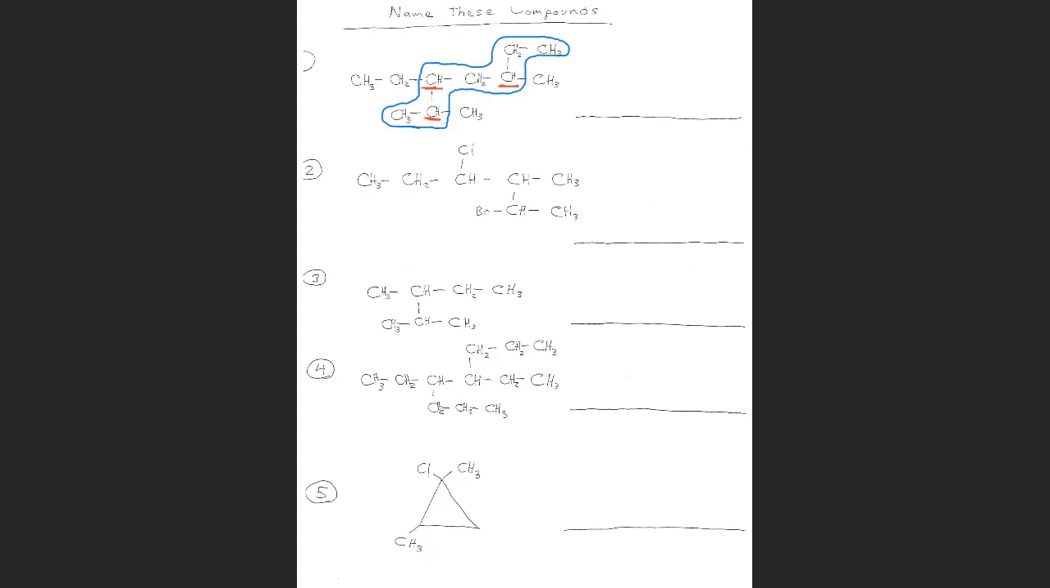So now I'm going to go ahead and circle my branches. I have one branch here. Anything that's not part of the longest chain is a branch. One branch here, one branch here. So now, which direction am I going to start numbering first? From the left side or the right side?